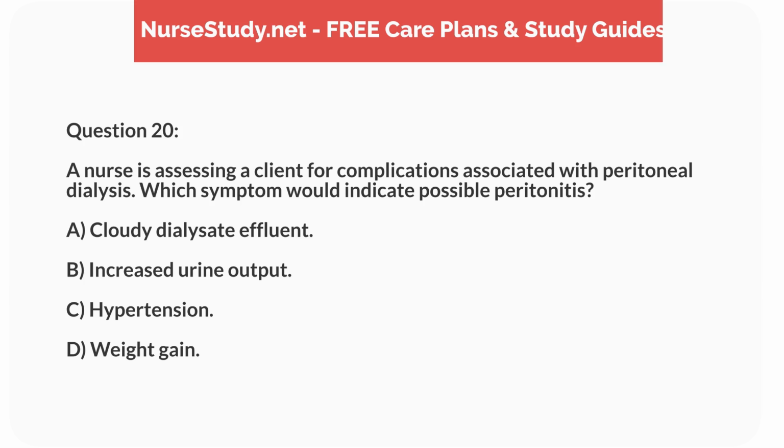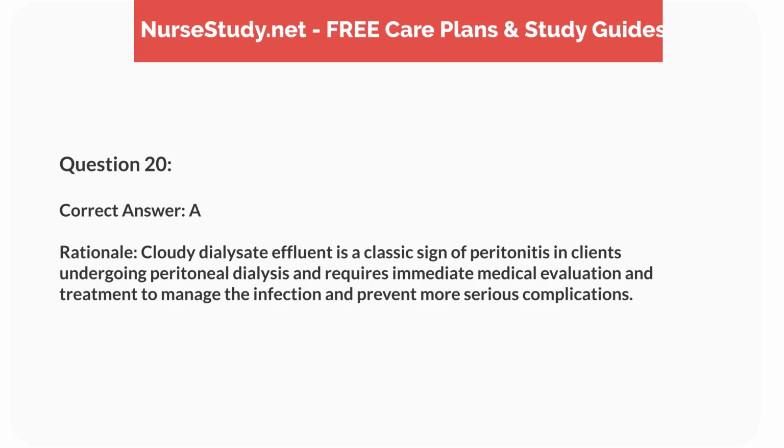Question 20. A nurse is assessing a client for complications associated with peritoneal dialysis. Which symptom would indicate possible peritonitis? A. Cloudy dialysate effluent. B. Increased urine output. C. Hypertension. D. Weight gain.